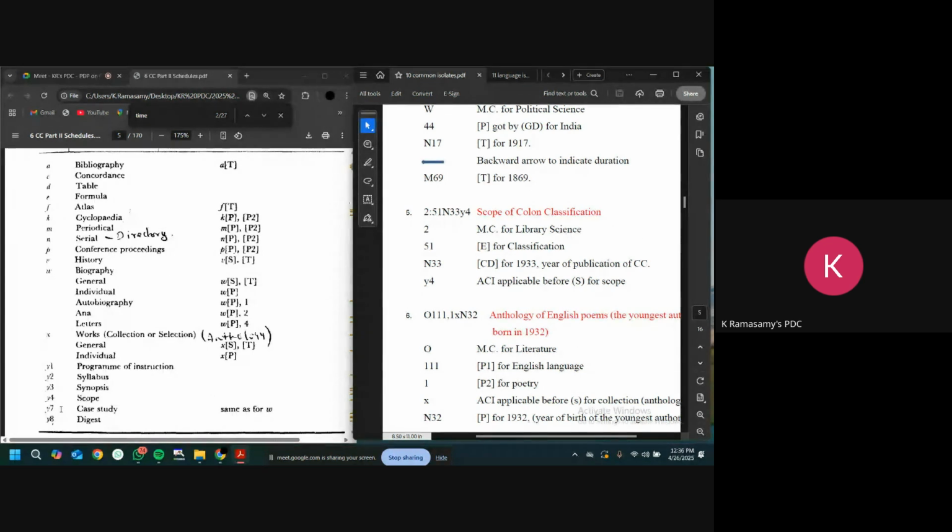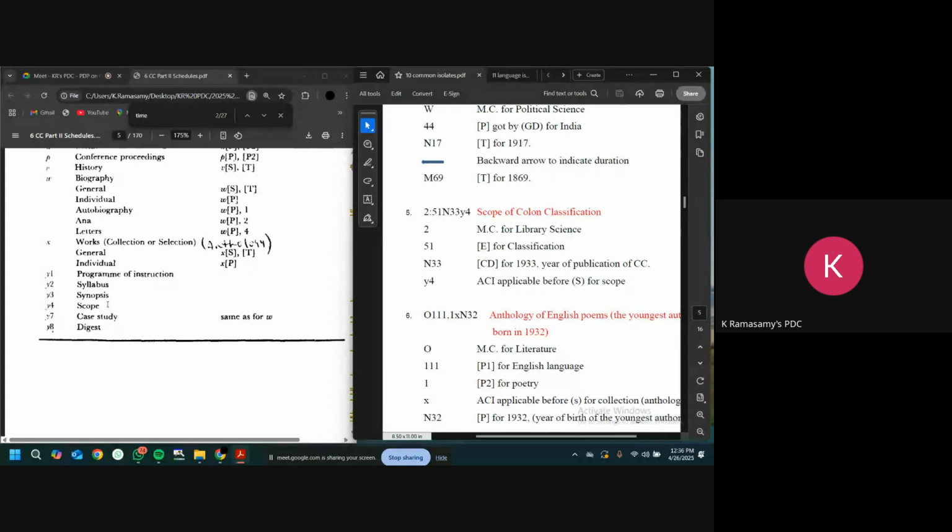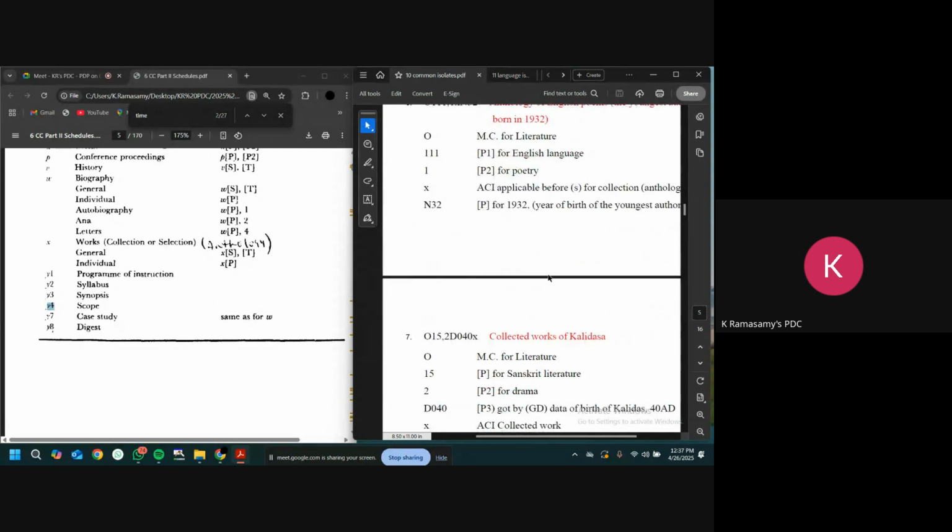What is the number for scope? In the common isolate it is given. Scope means Y4. Y4 stands for scope. So just add Y4. To add Y4, you need not add any connecting symbol. Okay, good. That's about ACI.